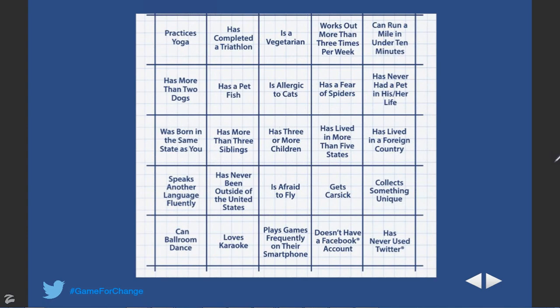The fact that the questions were unique and were not typical icebreaker questions adds to the fun factor, but it also helped initiate conversations.